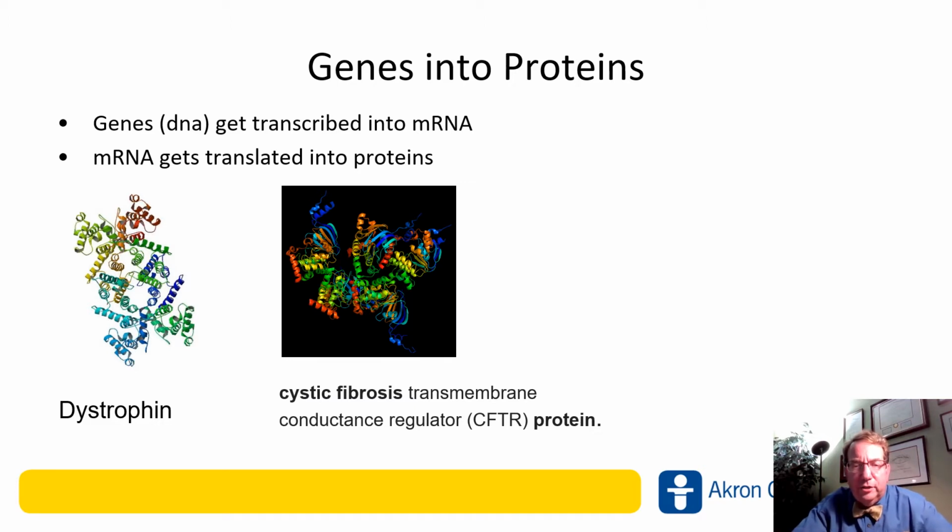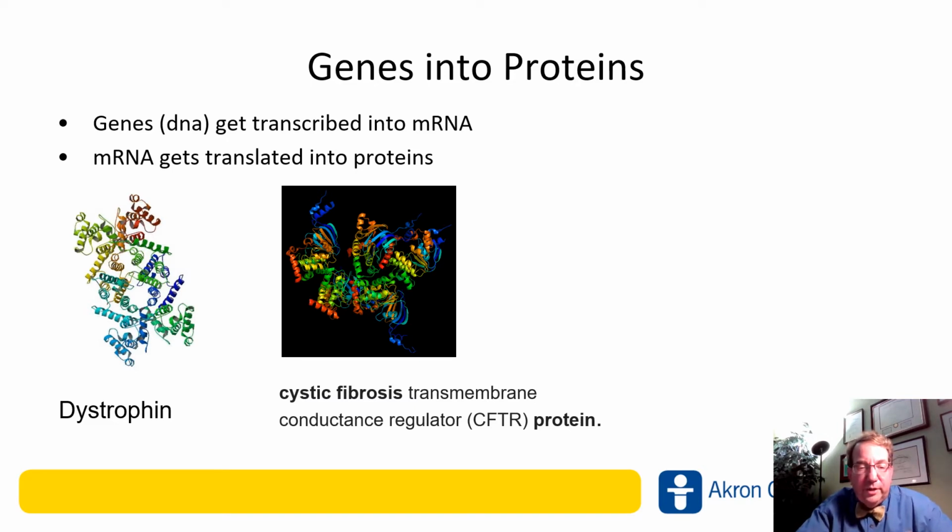Ultimately, our genes are turned into proteins. The genes which are part of the DNA get transcribed by a particular enzyme into messenger RNA. The messenger RNA gets translated into proteins on a structure in the cell called the ribosome.